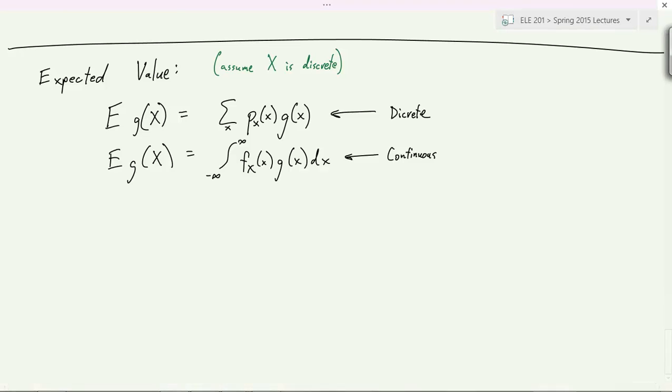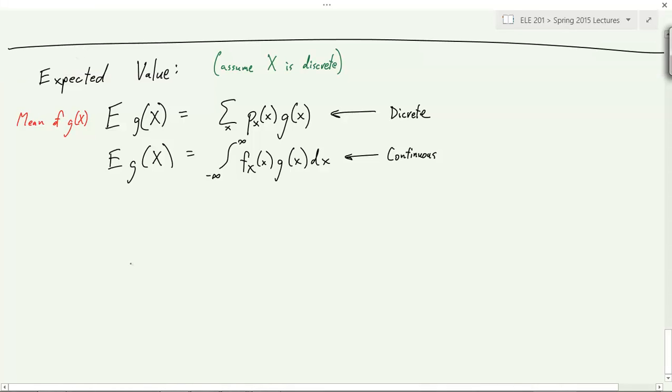Now, you might call this the mean of g of x. Because if you think about how you would calculate a mean, this is really how you do it. You look at all the times that different outcomes happened, and the probabilities are telling you how often that outcome is going to happen, and you do a weighted average.